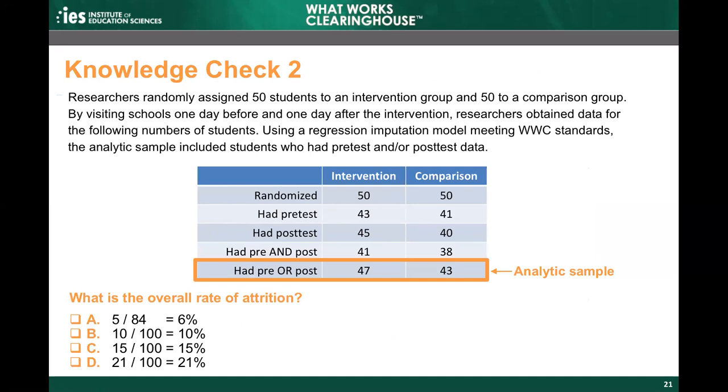So let's do a knowledge check of this step. The researchers randomly assigned 50 students to an intervention group and 50 to a comparison group. They visited schools one day before, one day after the intervention, and obtained data for the following numbers of students. Their analytic sample included students who had pre-test or post-test data, and they used a regression imputation model meeting WWC standards. So the bottom row, highlighted in orange, is the number of students in the analytic sample. And then the question is, what is the overall rate of attrition?